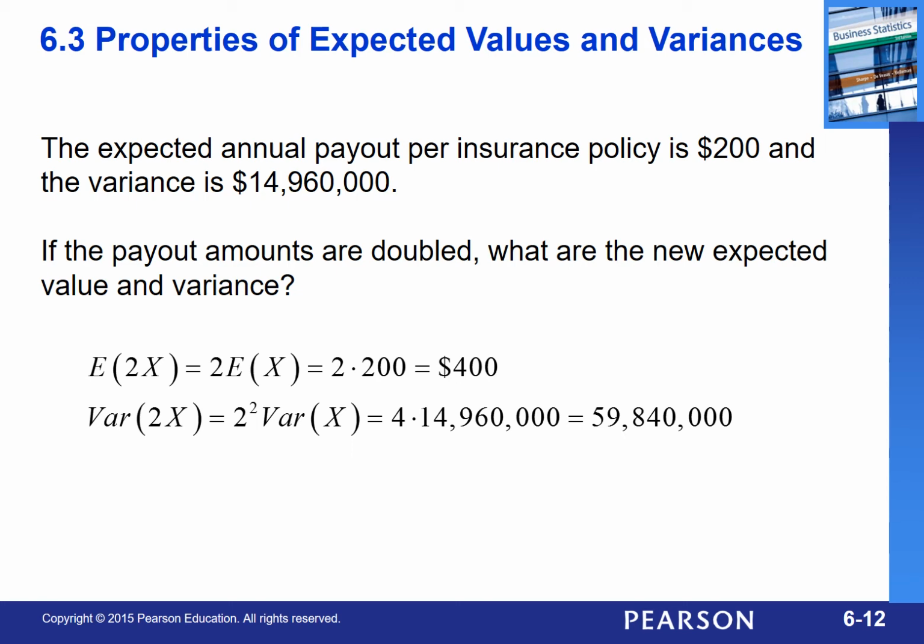So we already found out that the mean payout we expect is $200 with a variance of $14,960,000. I'm not reading that number again.